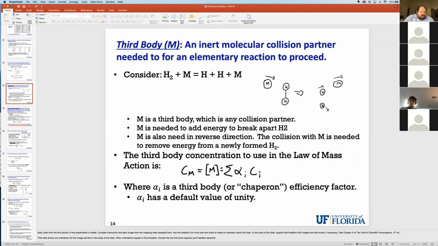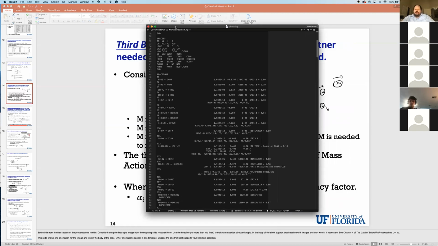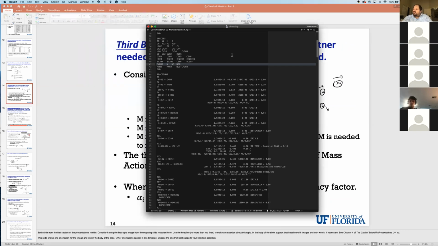And here I just have a chemical reaction mechanism open on my computer for a code called Chemkin. Let me see if I can make it a bigger view. I think I can do it like this. Can you guys read it, or is that way too small? Oh, here it is.